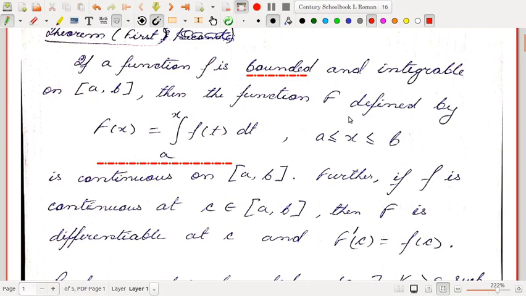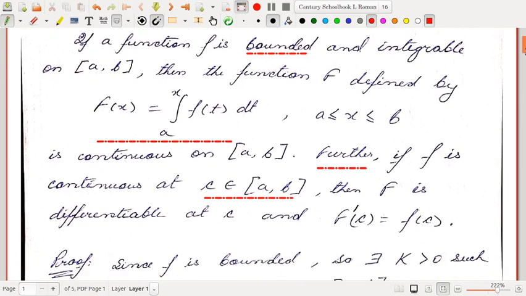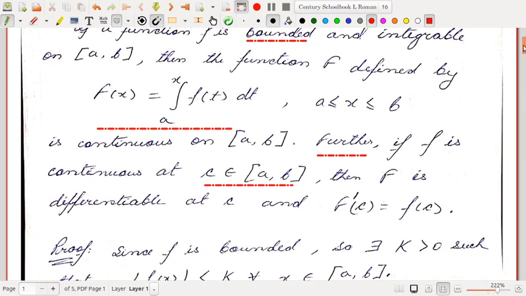So this is a function of x, right? The upper limit is a variable. This function is continuous; in fact, you will see it's uniformly continuous on [a,b]. Further, if f is continuous at c belonging to [a,b], then F is also differentiable at c, and F'(c) is the same as f(c). So this is the theorem.